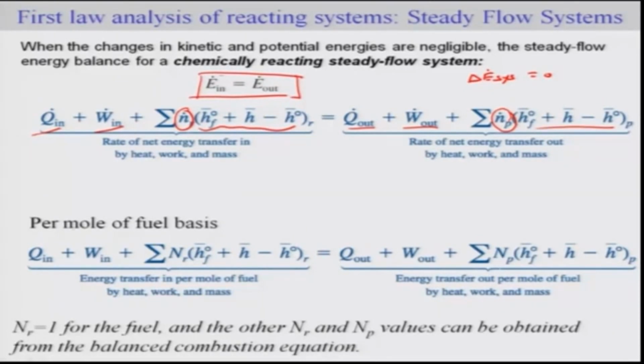One can rewrite this on a per mole of fuel basis, where we divide with respect to the fuel, and then you have Q in plus W in, and this becomes the summation of N_R, the number of moles of the reactant, where N_R is equal to 1 for the case of the fuel, and other N_R and N_P values can be obtained from the balanced combustion equation. So here, instead of the rate, you have Q out plus W out, and the summation of the moles of the product multiplied by the corresponding molar enthalpy, or enthalpy per unit mole basis, for the product.